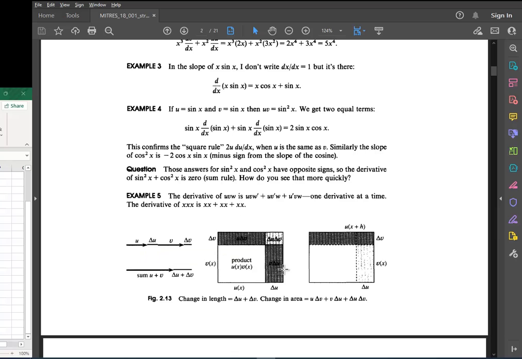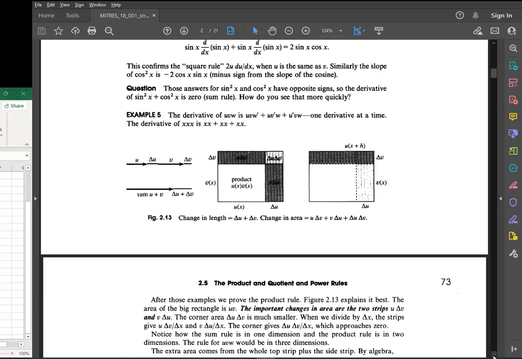In this case, let me say that again. In this case, my delta u is the change in u when I change x to x plus h. My delta v is the change in v when I change x to x plus h. So in fact, delta u is u of x plus h minus u of x. Delta v is v of x plus h minus v of x. Okay, and then you can see that down here.